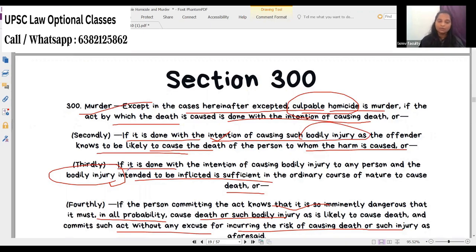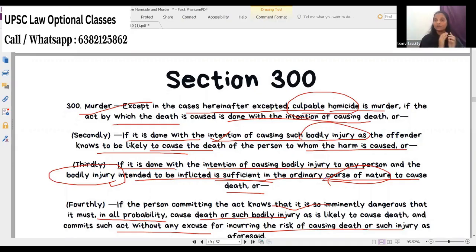Clause 3, culpable homicide is done with the intention of causing bodily injury to any person, and the bodily injury intended to be inflicted is sufficient in the ordinary course of nature to cause death. So the thinking or knowledge of the accused is totally immaterial here. In the third clause, what is seen? Do you have an intention to cause a bodily injury? And whether this bodily injury is of a character that it will result in death, that is enough.